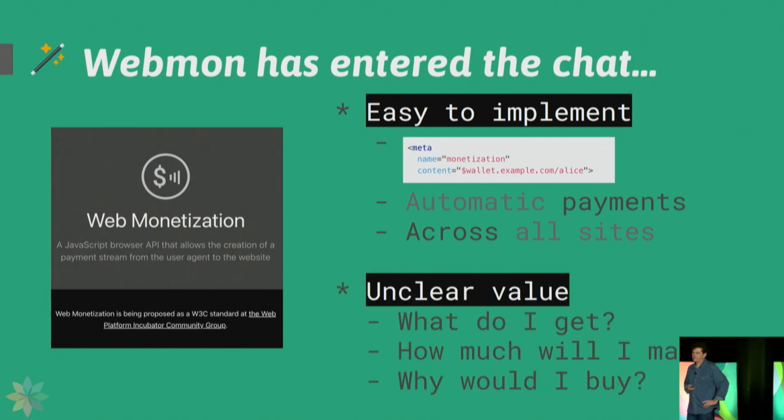But web monetization has some problems, and I think that this is also an opportunity for web monetization. So the problems are really about value. What do I get for this paywall? How much will I make on the other side of it? What's in it for me to implement this? And why would I buy this are sort of the core questions that I think that we're struggling with and are the reasons that I built the Monet user experience library.